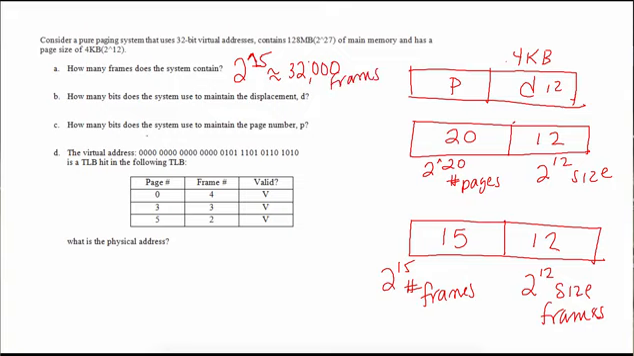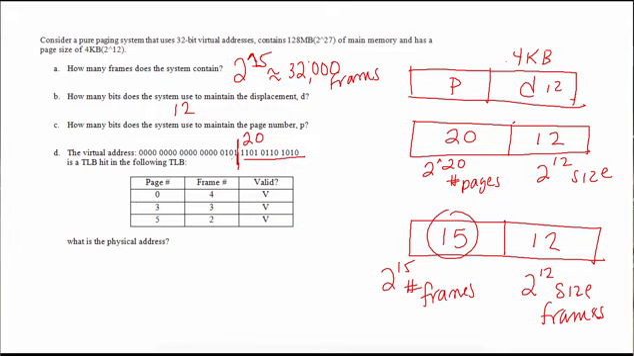The next question says, how many bits are used for displacement? 12. How many bits are used for the page number? 20. And this is an extra question: how many bits are used for the frame number? 15. And if this is a virtual address, you have to recognize that you are using 12 bits for the offset or displacement. So that's 4, 8, 12. So the line needs to be drawn here. This is the offset, and these 20 bits right here indicate the page number.